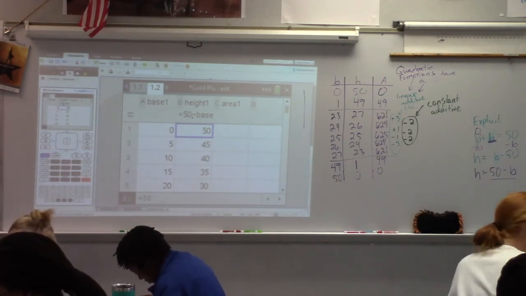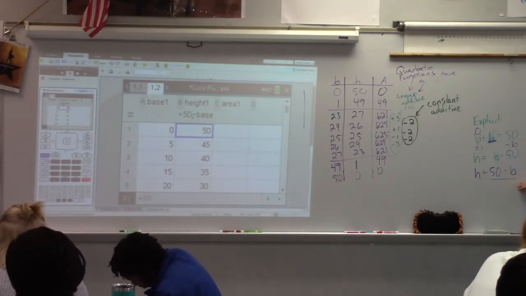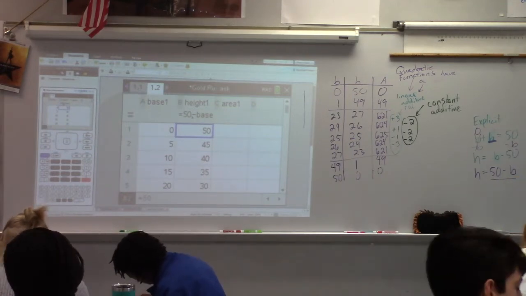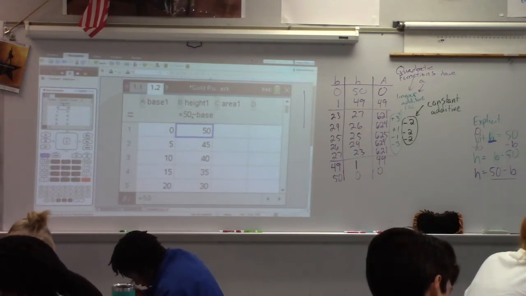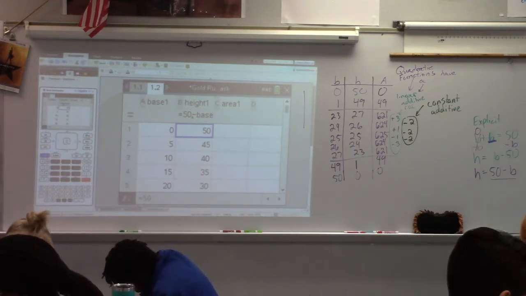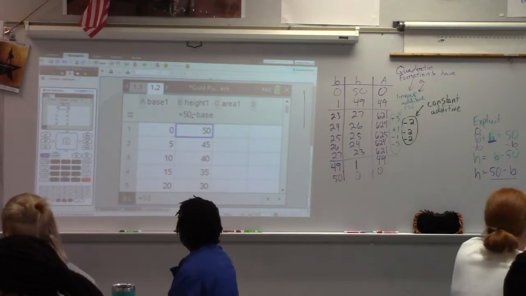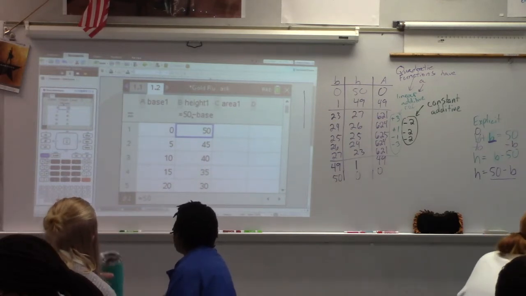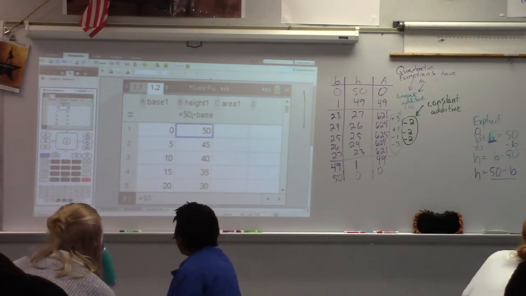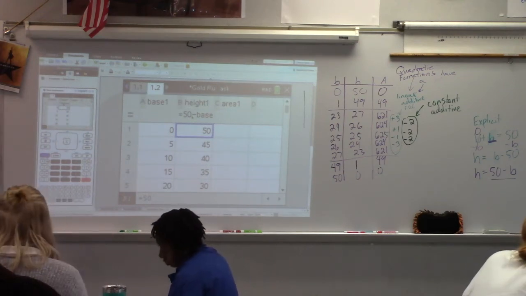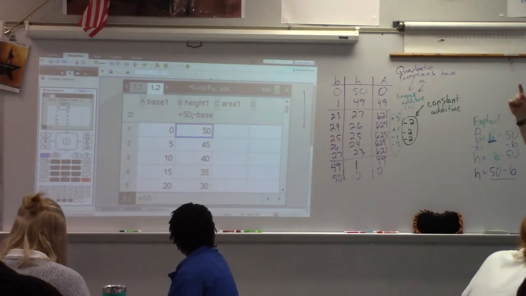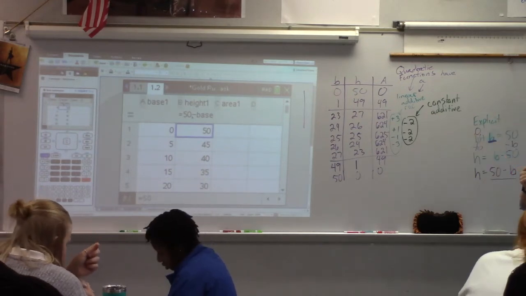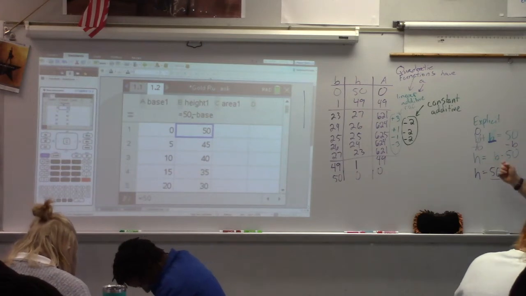You type in that formula, 50 minus base 1, or base, whatever you put in there. And it immediately gives you the entire column of values. So if you can develop an explicit formula, it works really well for you. If you use the other one, it just messes up. It would give you negative 50, negative 45, negative 40, right? Because it's going to take whatever the base value is and subtract 50 from it.